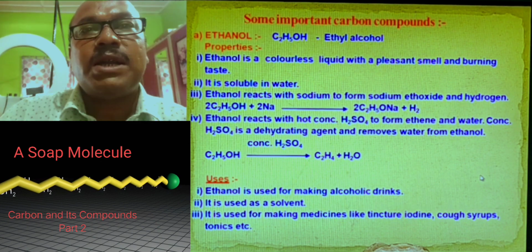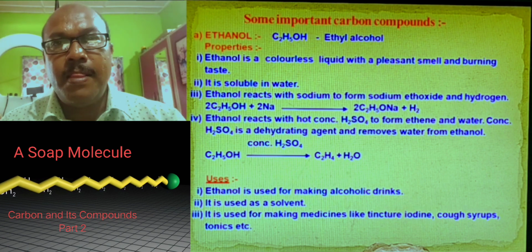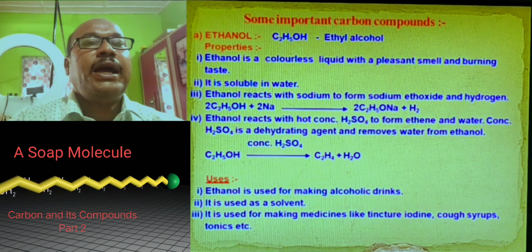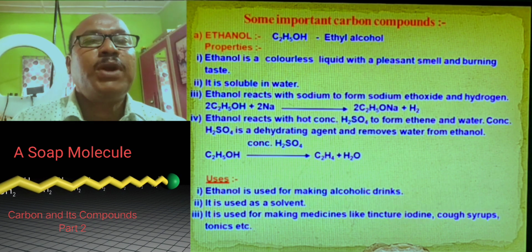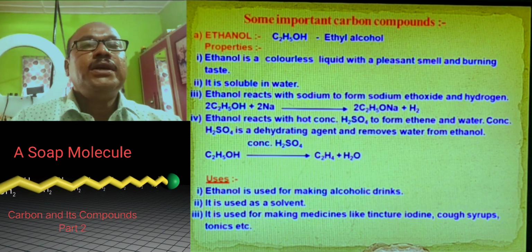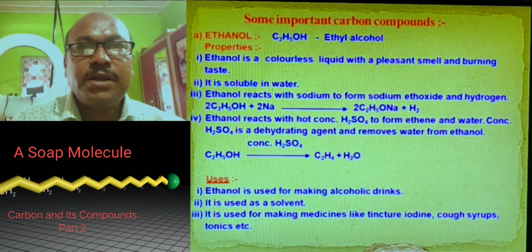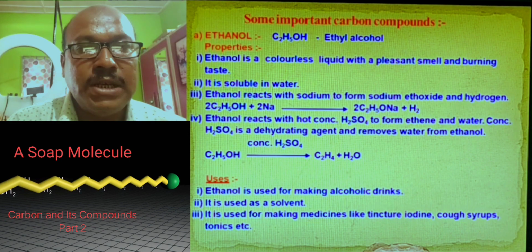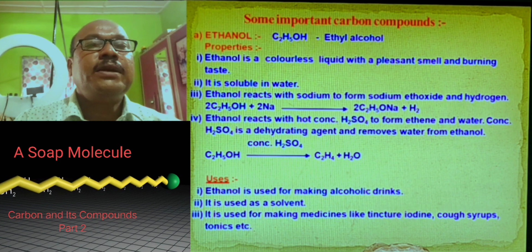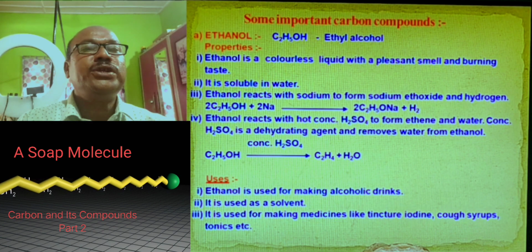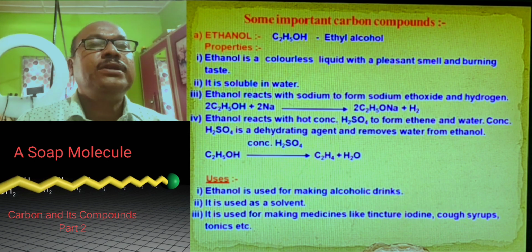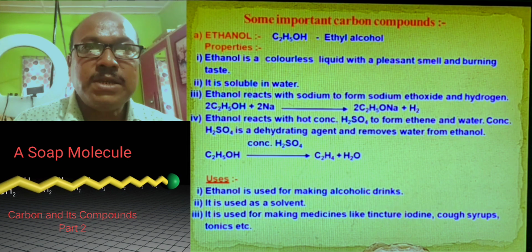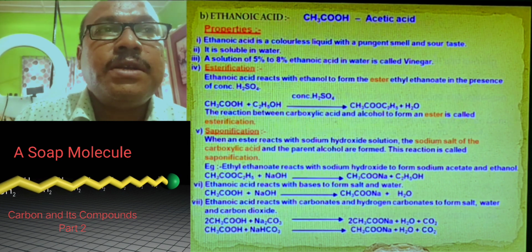Now uses. What are the uses of ethanol or ethyl alcohol? Ethanol is used for making alcoholic drinks, what we commonly call wine. It is used as a solvent because many organic substances can be dissolved in ethanol. It is used for making medicines like tincture iodine. Many cough syrups, tonics, etc. always contain alcohol in them.